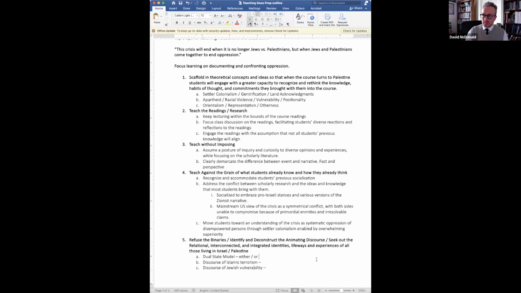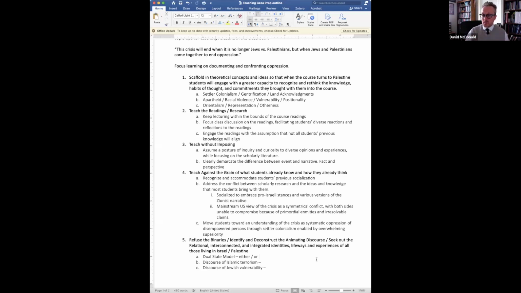That way, when I bring up settler colonialism, it is not a concept that necessarily causes an immediate reaction from the students, but one that they can associate with other situations. This is also true with talking about racial violence, vulnerability, positionality, Orientalism, representation, and otherness. If you scaffold in those concepts earlier, on topics that may not have an immediate reaction among your students, you've already equipped your students with the tools they will need to think about Israel-Palestine outside of their socialized viewpoints.